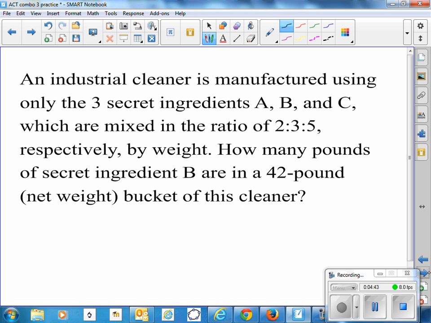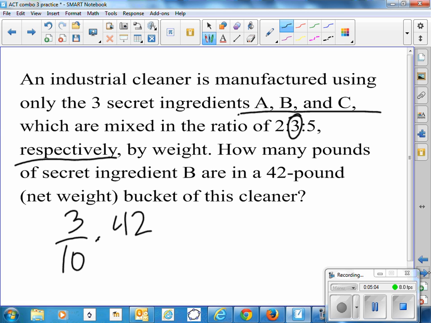Well, B is the center one because they talked about respectively and they gave these in order ABC. So there were 3 parts out of the total. 2 plus 3 plus 5 is 10. So 3/10 of 42 pounds would be how many pounds we have of B. So 3 times 42, 3 times 40 is 120. So 126.